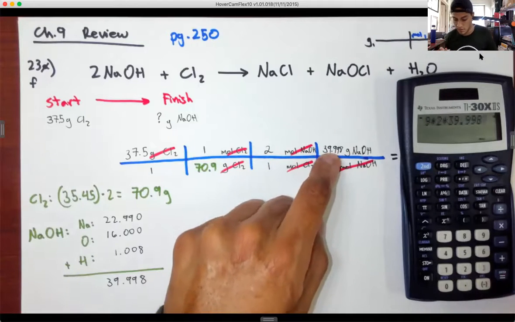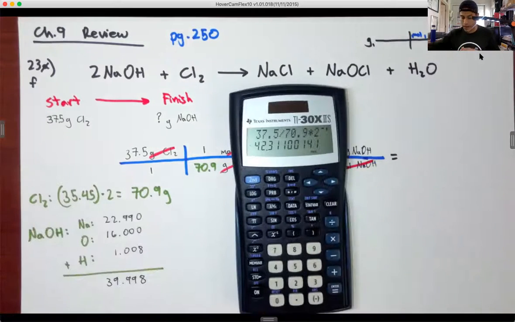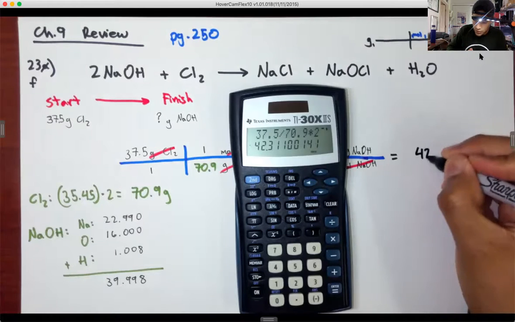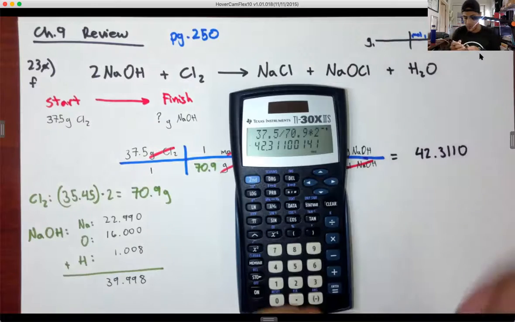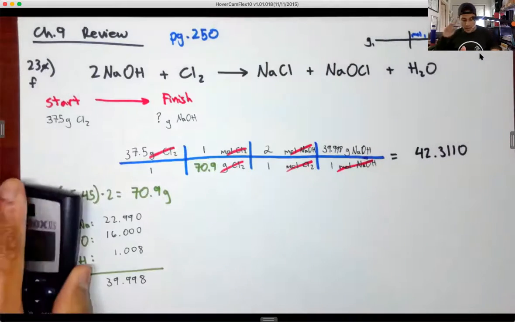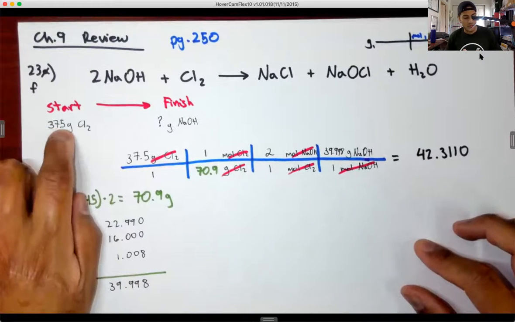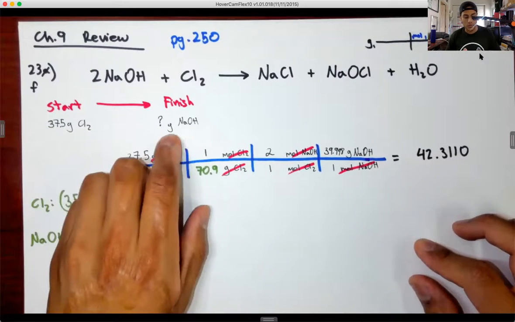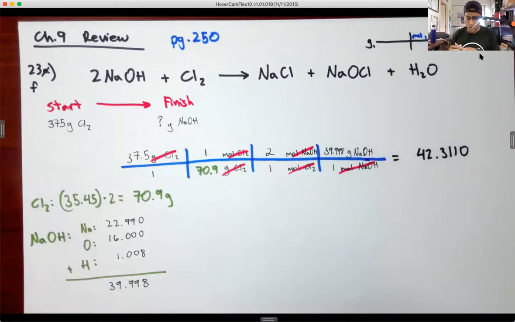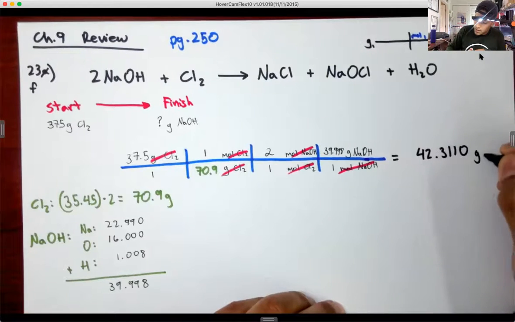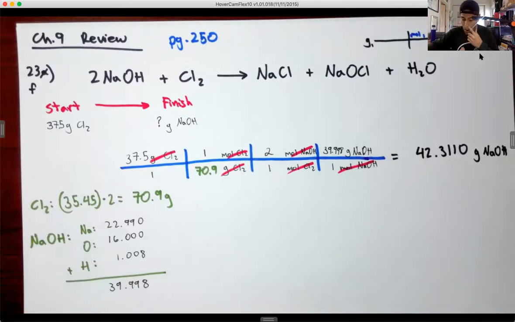It's basically the same thing, okay? You add that together, and this is what I get. I get 42.3110. Okay, and let's see if this makes sense. Basically, what you're saying is that for 37.5 grams of CO2, you're going to need 42.3110 grams of NaOH.